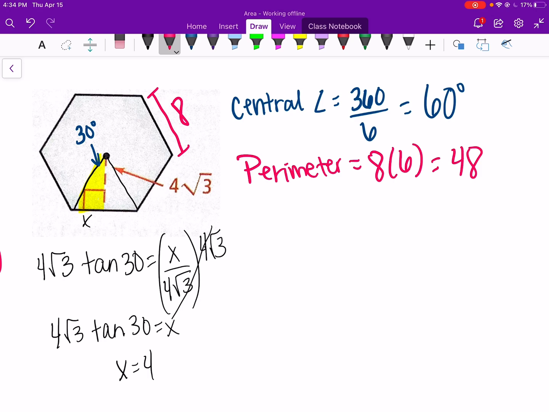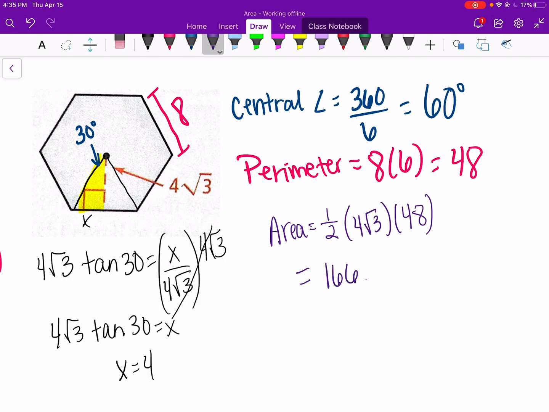So now we can find our area. Area equals 1/2 times the apothem, which is 4 square root of 3, times the perimeter, which is 48. And this gives us 166.3.